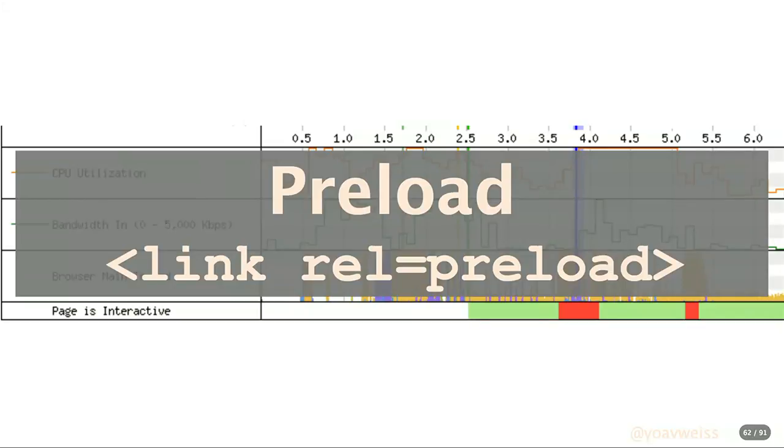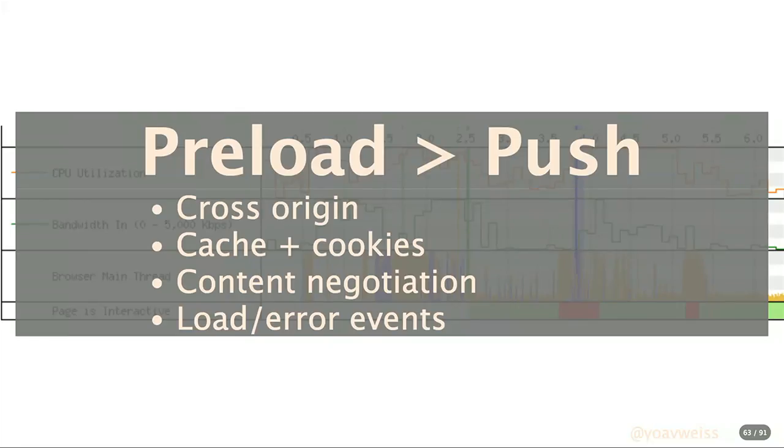So you can decouple the resource download from its execution and effectively flatten out the dependency tree by preloading late discovered resources ahead of time. And if we compare preload to push, it has multiple advantages. You can use that on third-party resources, where H2 push is mostly working for first-party resources, or resources that are under the first party's control.